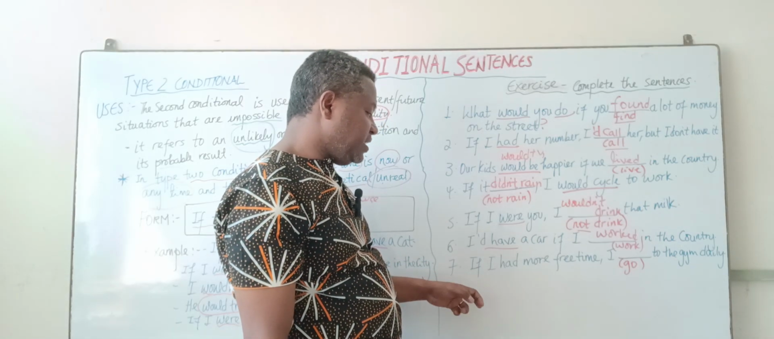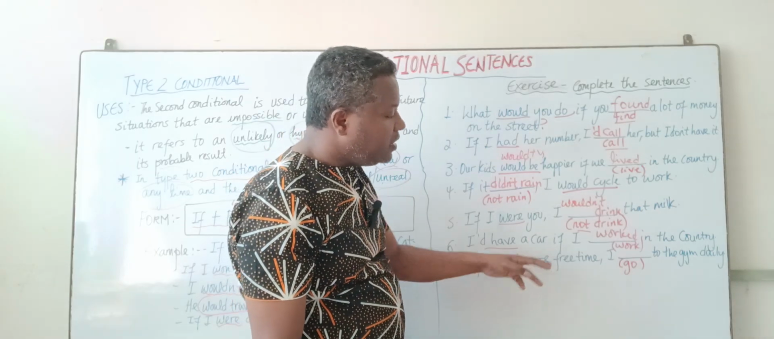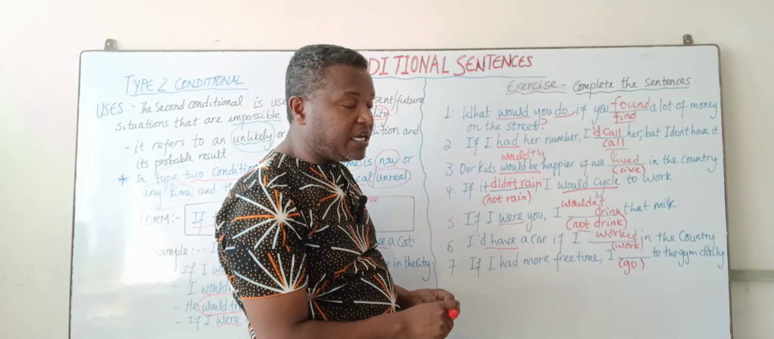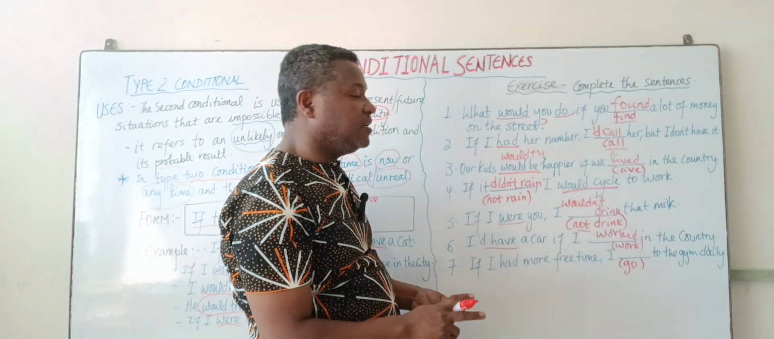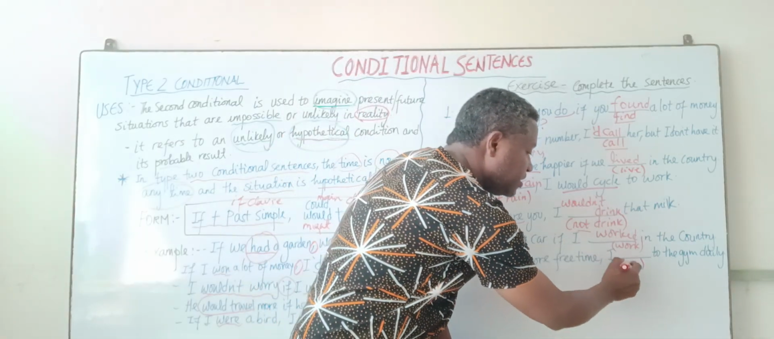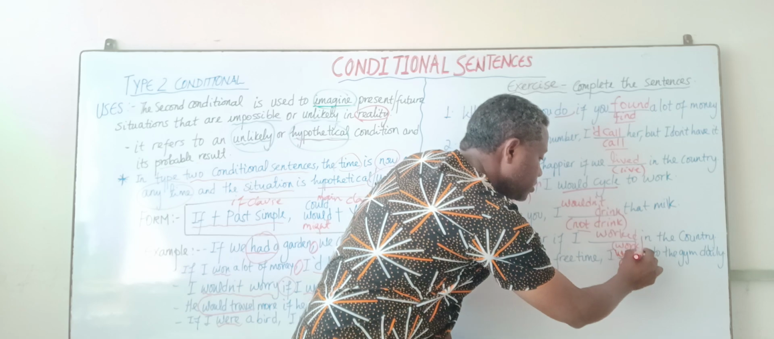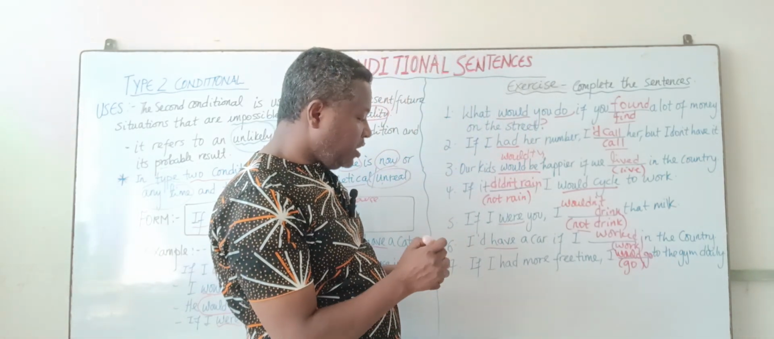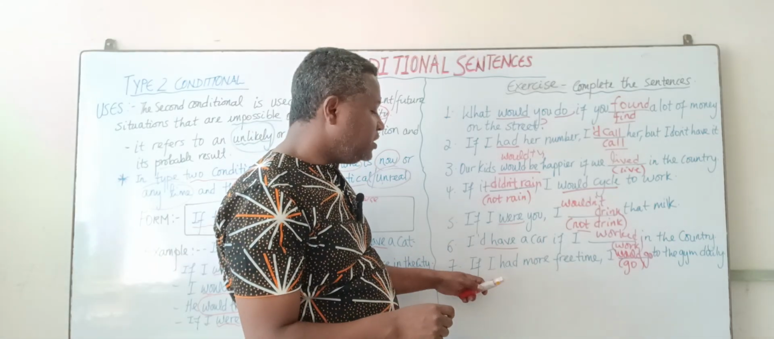Then the last one is if I had more free time, I blank to the gym daily. The verb given is go. So the answer is would plus verb 1, I would go to the gym daily. So if I had more free time, I would go to the gym daily.